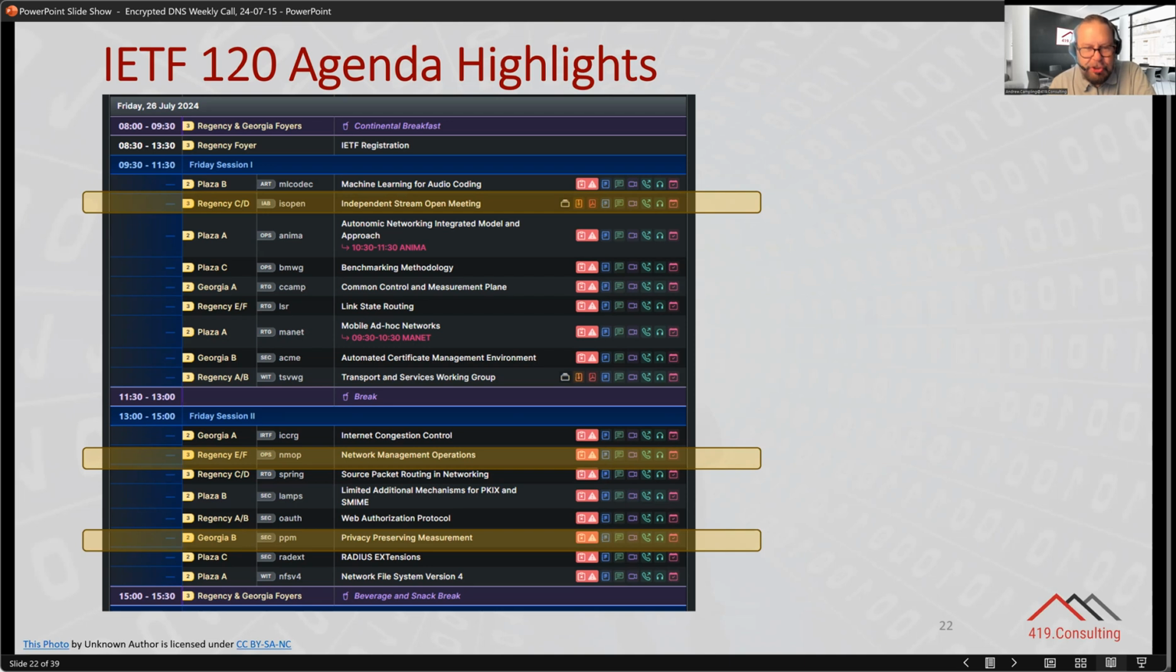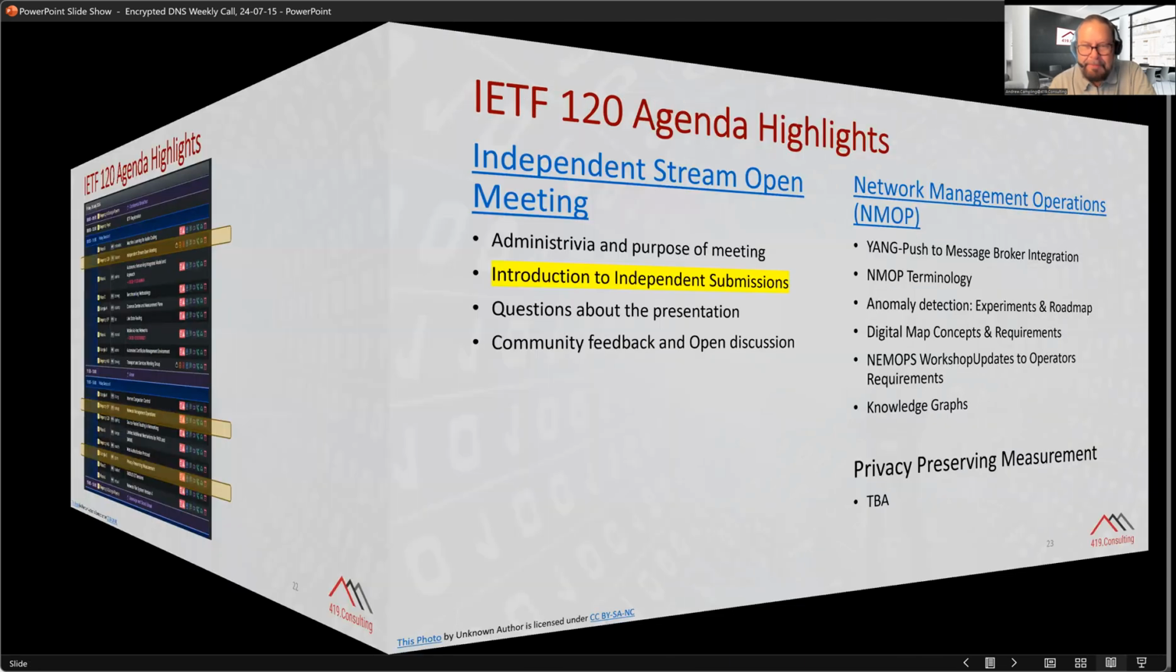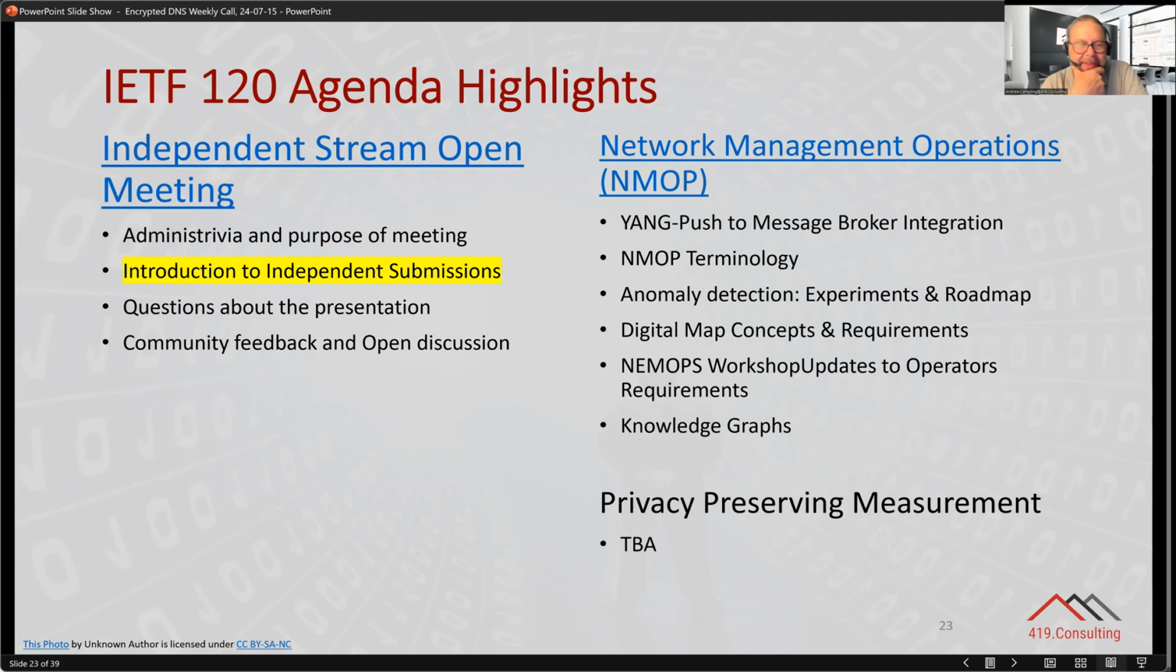We've got the independent stream, network management ops, and privacy preserving measurements. Looking at those, I think the independent stream open meeting, I don't recall that featuring in one of the previous meetings, but the bulk of the time is a presentation about independent submissions followed by a discussion. I think it's really to get a sense of what purpose the independent stream does or could serve.